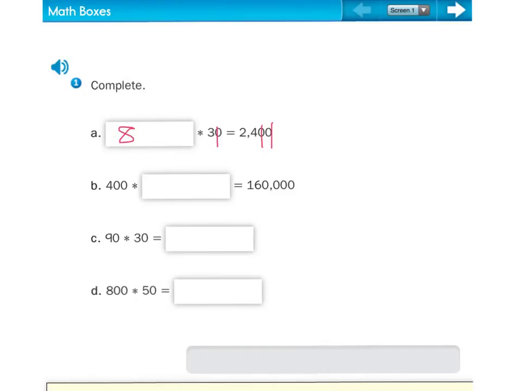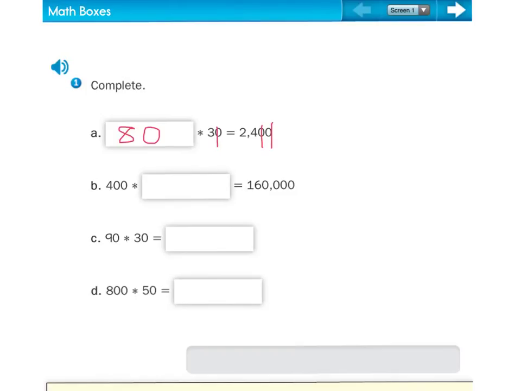So you're going to go ahead and write an 8 in that box. But you're not finished yet, because 8 times 30 doesn't equal 2,400, which is where we need to get in the end. 8 times 30 only equals 240. So if that's the case, I need to add something onto that 8 in order to make it equal 2,400. And what is that thing that we're going to add on? It's going to be another 0.